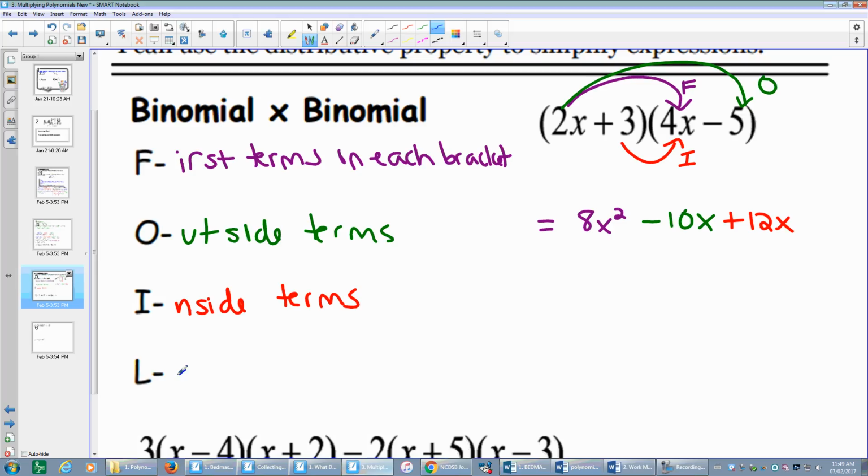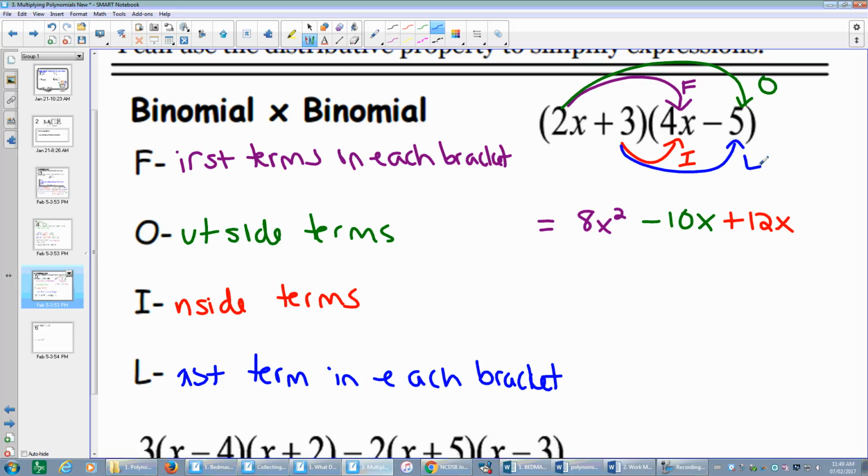And then the last one here is the last term in each bracket. So that would be 3 times negative 5, and 3 times negative 5 gives me negative 15. So now I've just expanded that. The FOIL acronym can help us distribute a binomial times a binomial. Now again, I'm going to simplify this further.